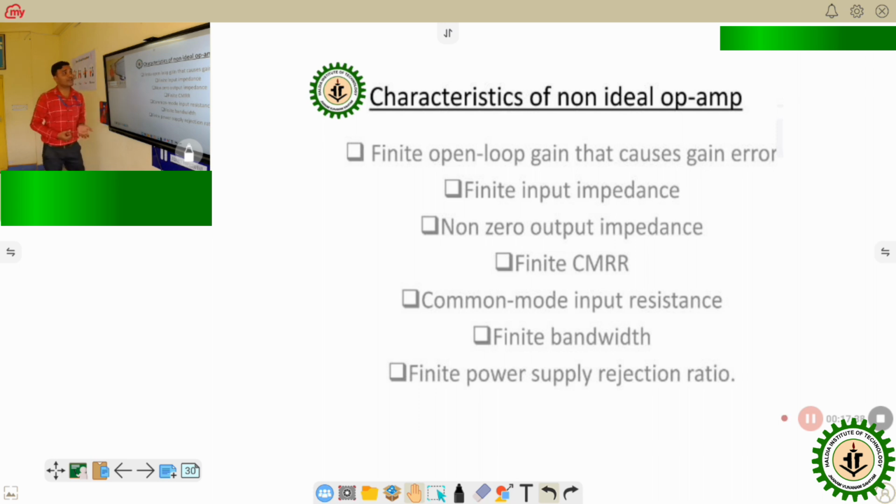But for non-ideal characteristics, these are a few characteristics of non-ideal, like finite open loop gain that causes gain error, finite input impedance, non-zero output impedance, finite CMRR, common mode input resistance, finite bandwidth, finite power supply rejection ratio. That is the difference, the characteristics change between the ideal and non-ideal.